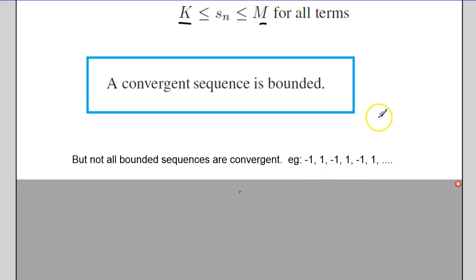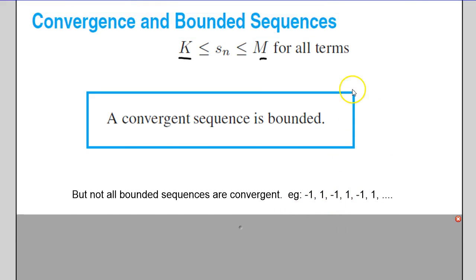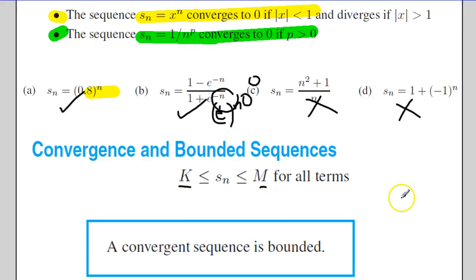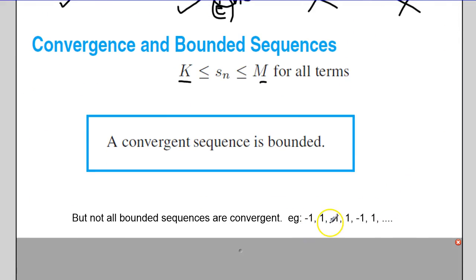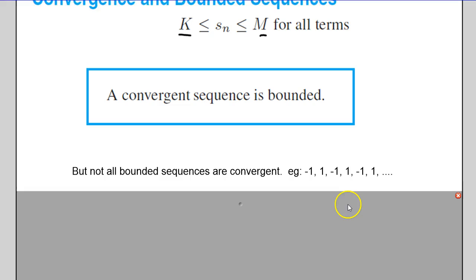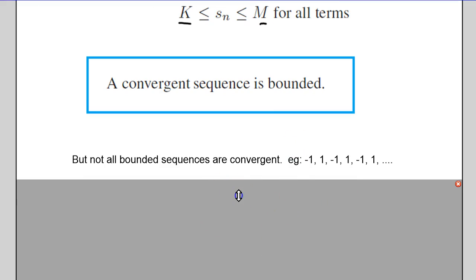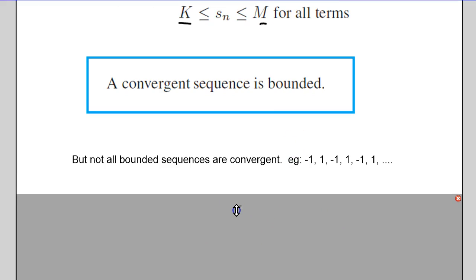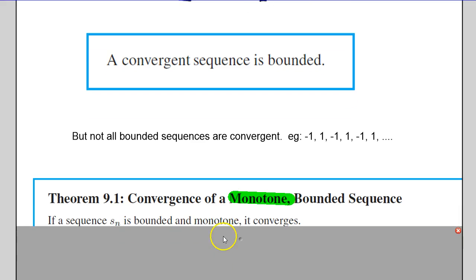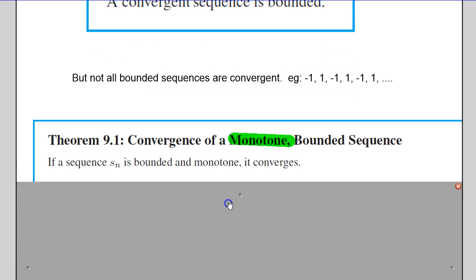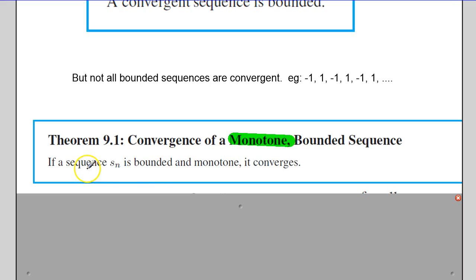Just look at the example that we had last, where it was alternating between 0 and 1. Here, this is alternating between -1 and 1. It is bounded because it doesn't go below -1 and doesn't go above +1, but it is not convergent because it doesn't get as close as we want to a limit L. So if I want to know if a sequence converges, we have a theorem that says if the sequence is bounded and monotone, then it converges.